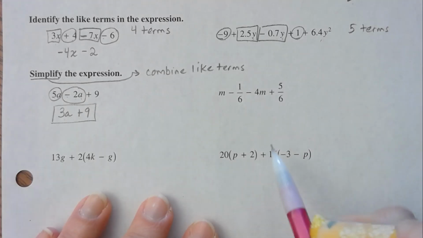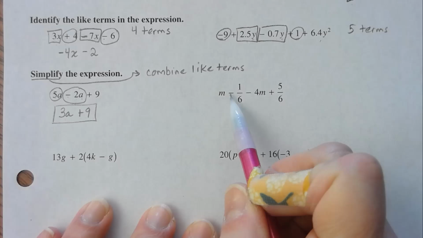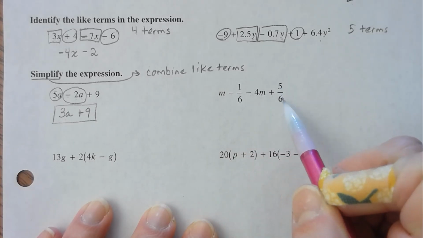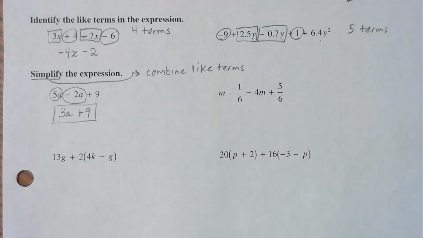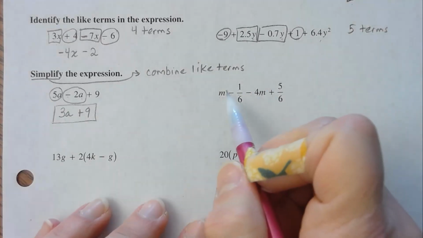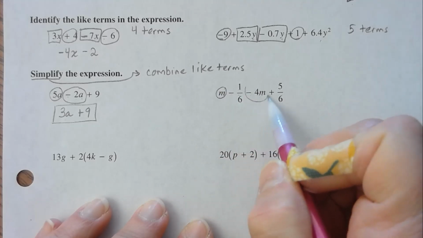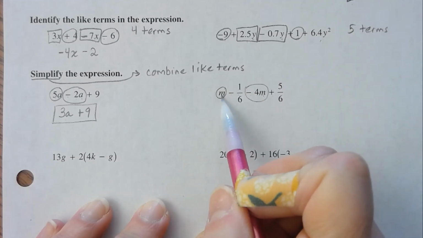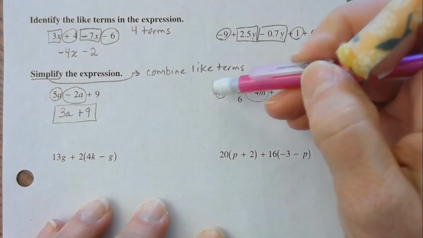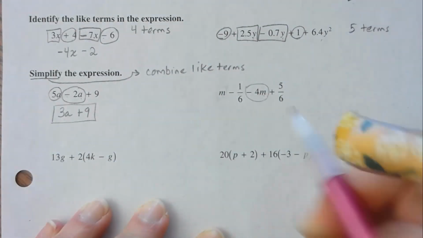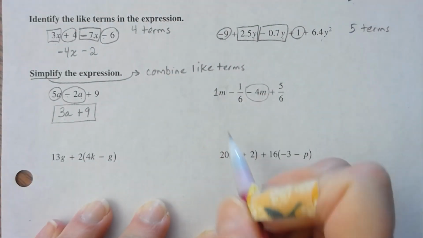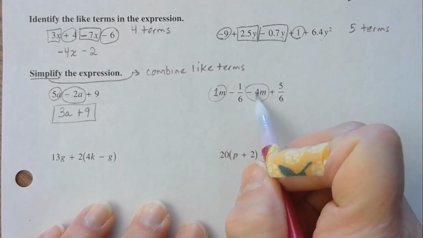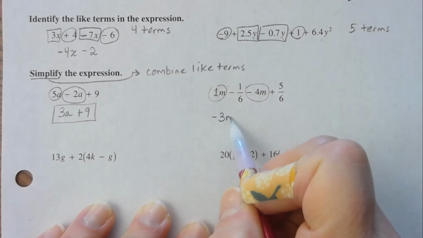Next one. There are 4 terms here. M minus 1/6 minus 4m plus 5/6. 1, 2, 3, 4 terms. Which ones are alike? M and negative 4m are alike. They have the same variable. Whenever you see a variable without a number in front of it, you can always put a 1 there, 1m. I will combine my like terms. 1 minus 4 is negative 3m.